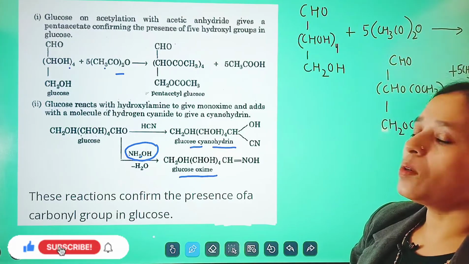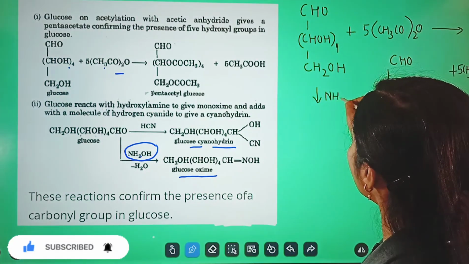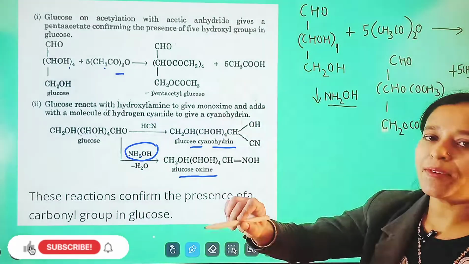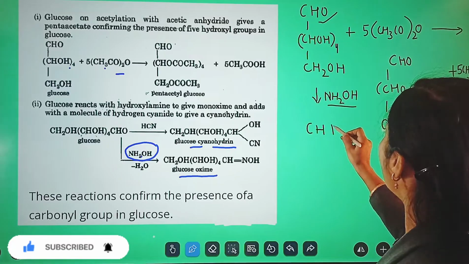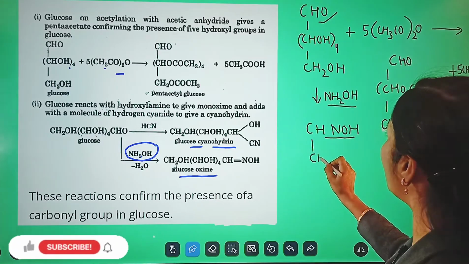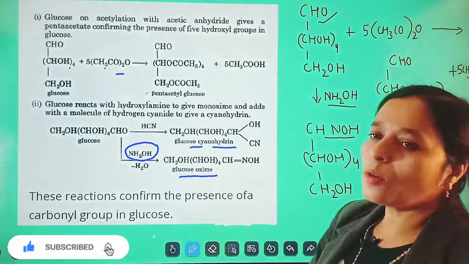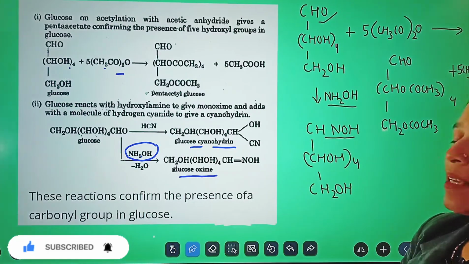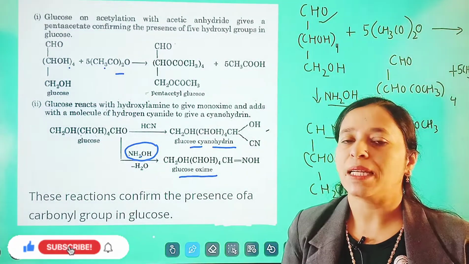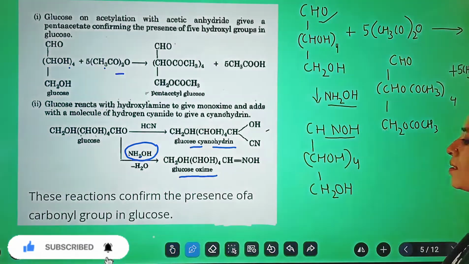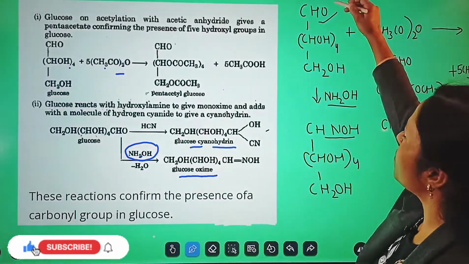The second one is that glucose also reacts with hydroxylamine. So we can see that glucose, on reacting with hydroxylamine, will react basically at this aldehydic group. So it will form CHNOH. From here you can say that it is an oxime. Similarly, glucose also reacts with hydrogen cyanide, thus giving us glucose cyanohydrin, as you can see in this structure. So these reactions confirm that there is a carbonyl group in the structure of glucose. As you can see, that carbonyl group may be an aldehyde group or it may be a ketone group. So from here we can see that glucose consists of an aldehydic group.